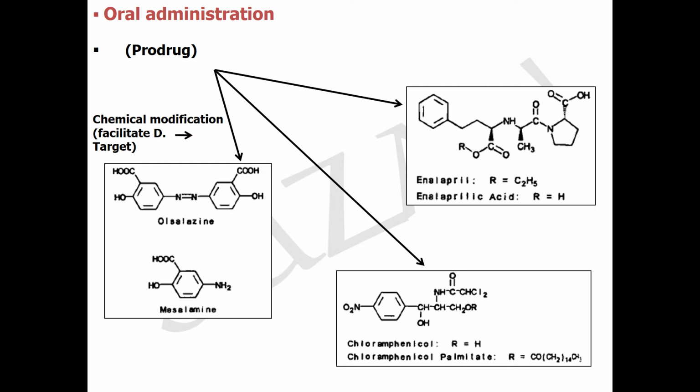They converted it to a prodrug by esterification with palmitic acid. So I have chloramphenicol palmitate, which is OCO-CH2 by 14 CH3.